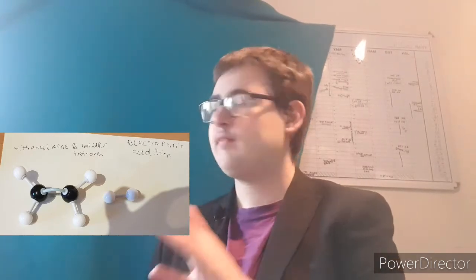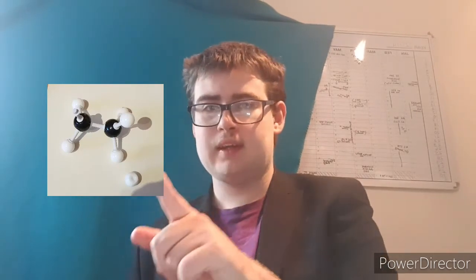So the hydrogen bond splits into 2 and one of them goes into the ethene, causing an ethyl, and then that sole hydrogen and that ethyl will combine together to make an ethane. Pretty simple.